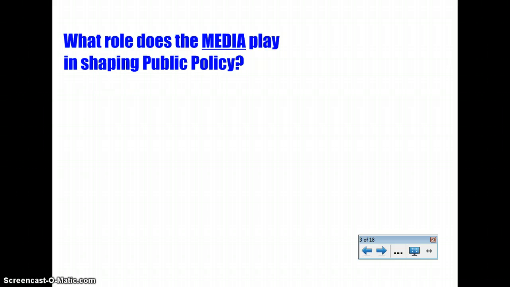The first group that we're going to focus on is the mass media and the significant role that they play in shaping public policy. If you think back to previous units, the mass media was a way to reach large groups of people, to spread information to large groups of people. So some examples that we had come up with would be newspapers, magazines, television, radio, and now especially the internet is a way to reach large groups of people.